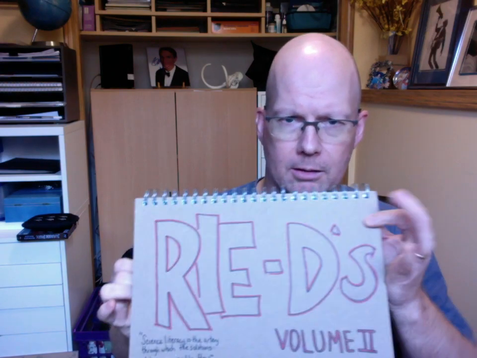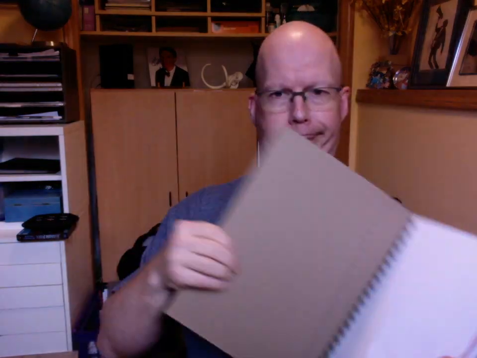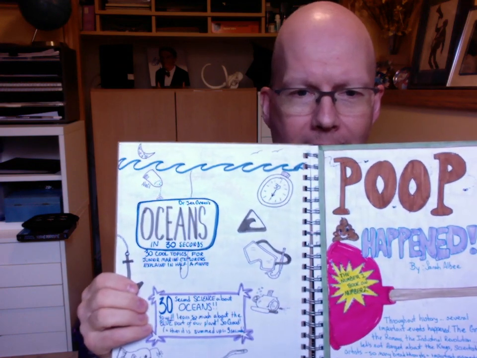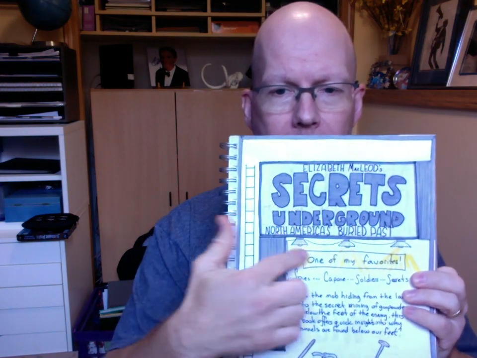I have these here. These are the pictures of books that I've read. Let me show you one. For example, there's Poop Happened and there's Oceans in 30 Seconds. And so what I've done is that I've created these to be like book reviews for students. This way they could look at something like this and say, oh, you know what? That's a really good read aloud. I mean, this is one of my favorites. And I'm hoping that if I like this, then you like this.